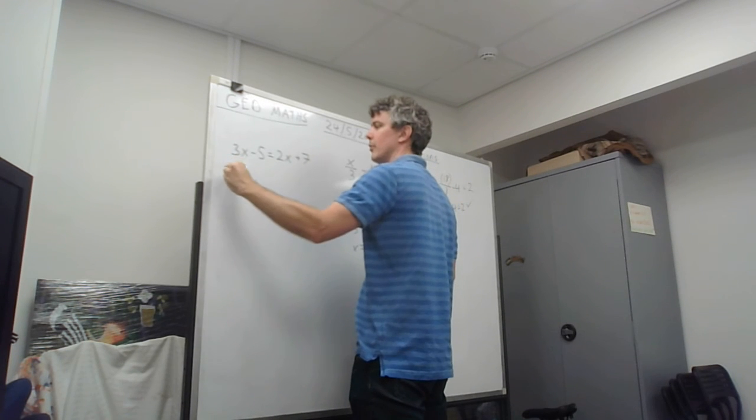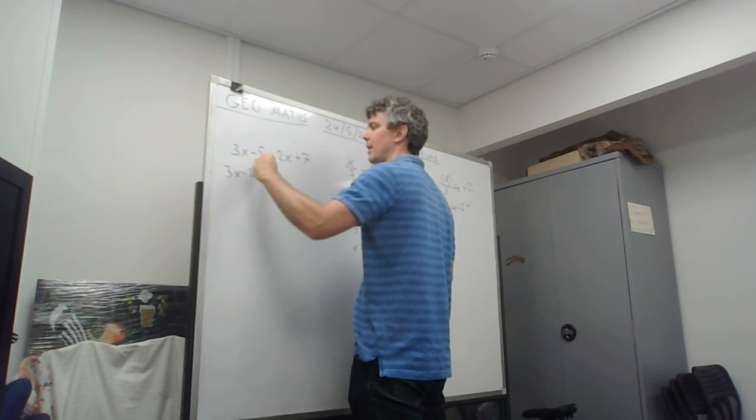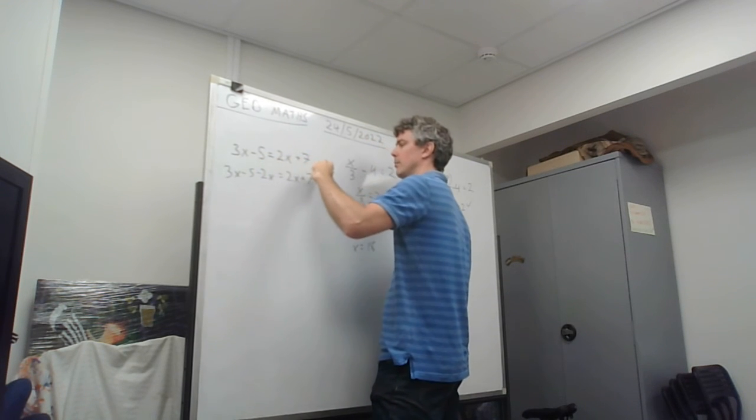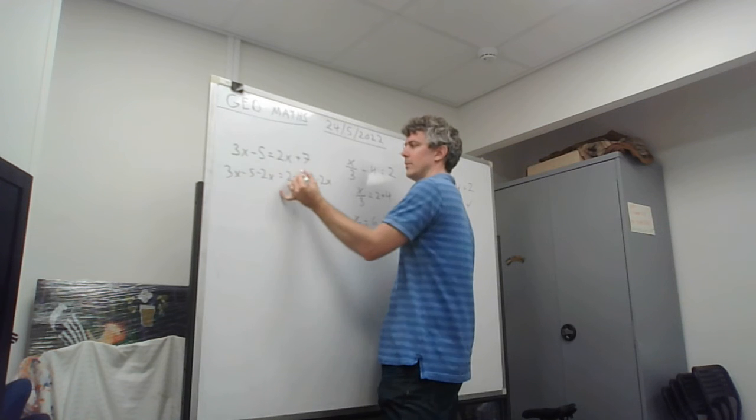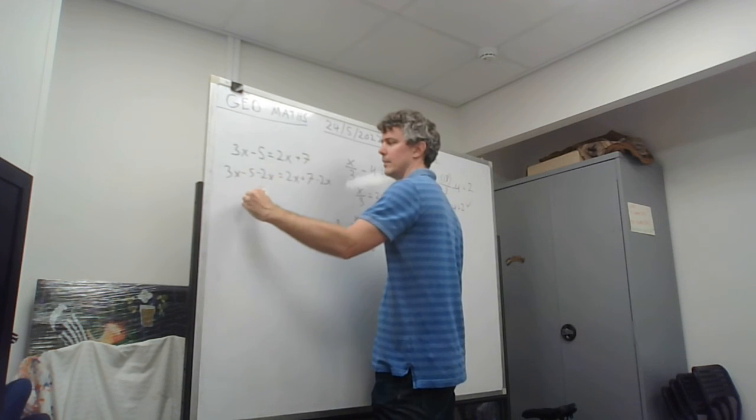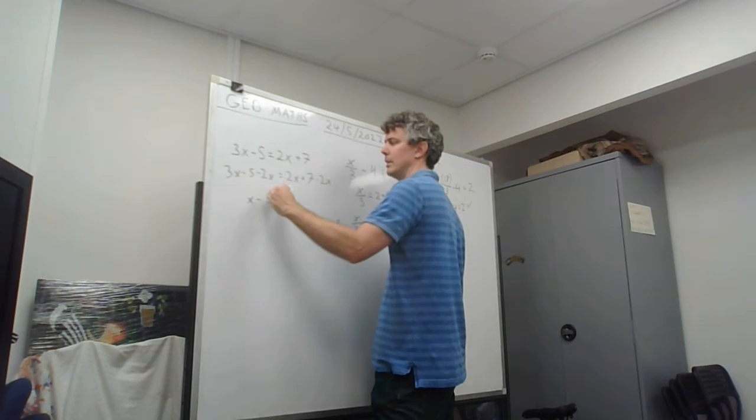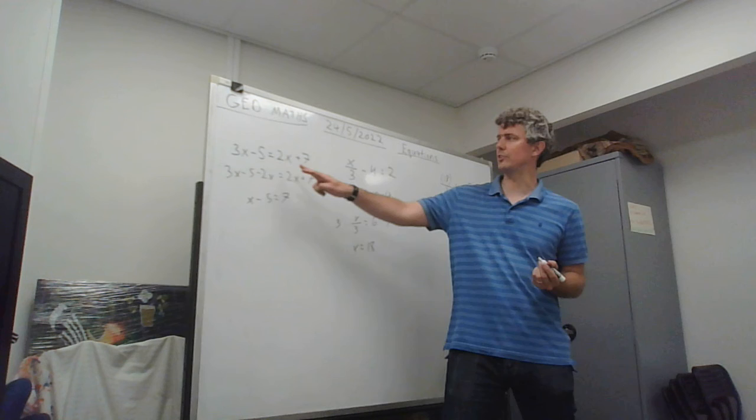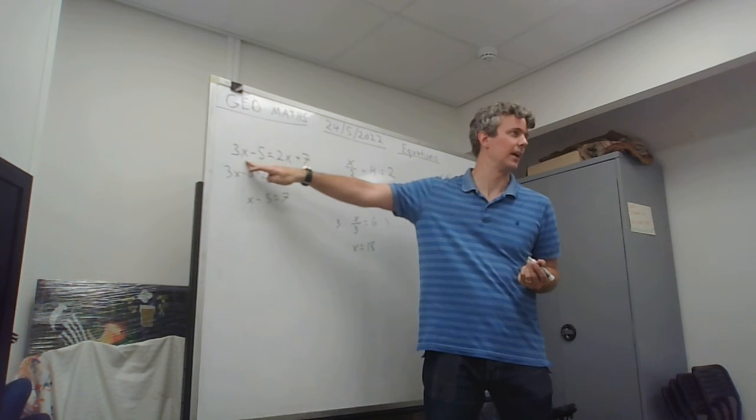So this becomes 3x minus 5 minus 2x equals 2x plus 7 minus 2x, okay? So these cancel, and we get 3x minus 2x is x. x minus 5 equals 7. Alright? So essentially what I've done is remove this 2x to this side.